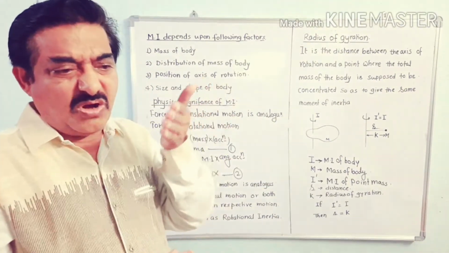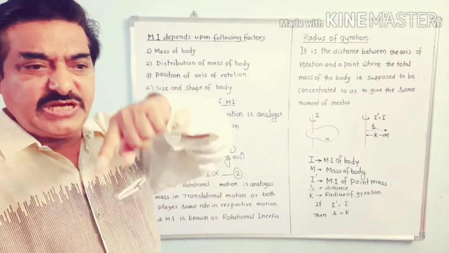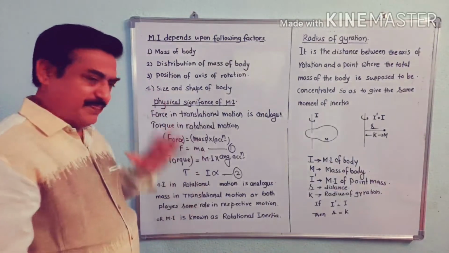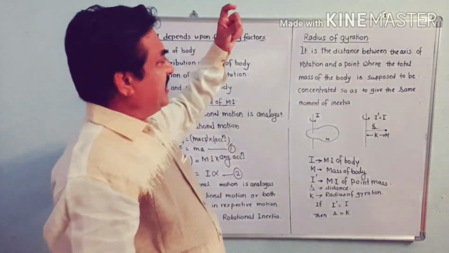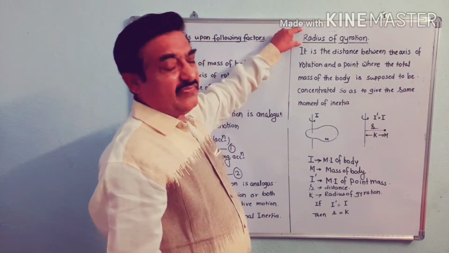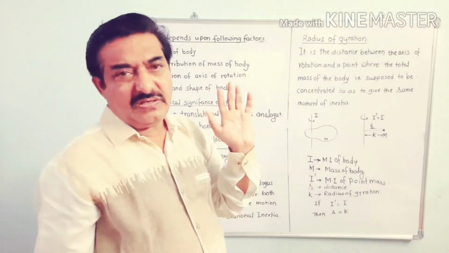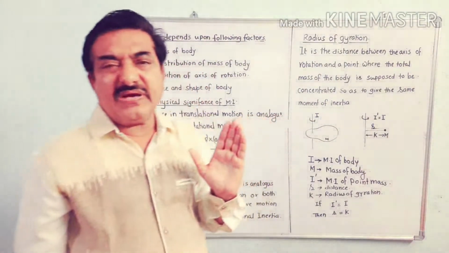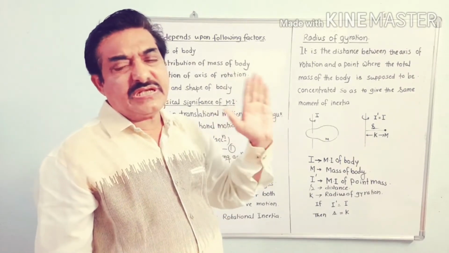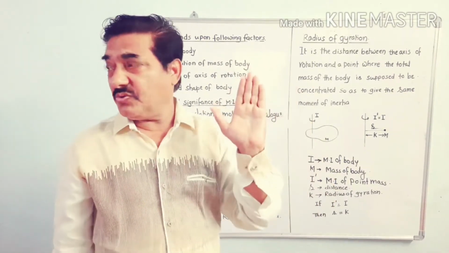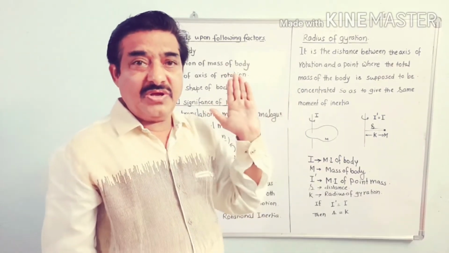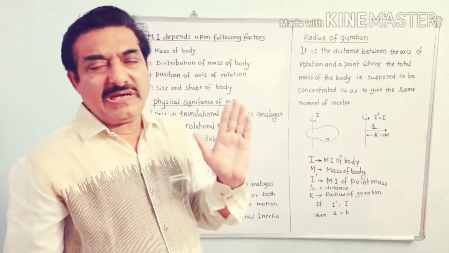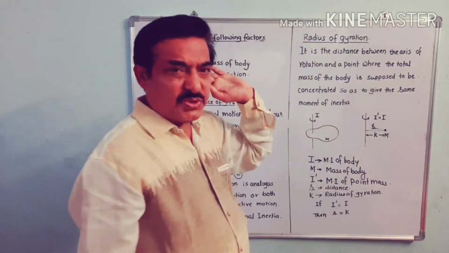Or it is the opposition offered by the body when body undergoes a change in a state of rotational motion. That opposition is known as a moment of inertia. So the another term in the rotational motion is a radius of gyration. This is a very, very important concept, concept of radius of gyration. What is the concept of radius of gyration? It is the distance between the axis of rotation and a point where the total mass of the body is supposed to be concentrated so as to give the same moment of inertia. From this statement, we do not get a clear meaning of radius of gyration. So, I will explain it.